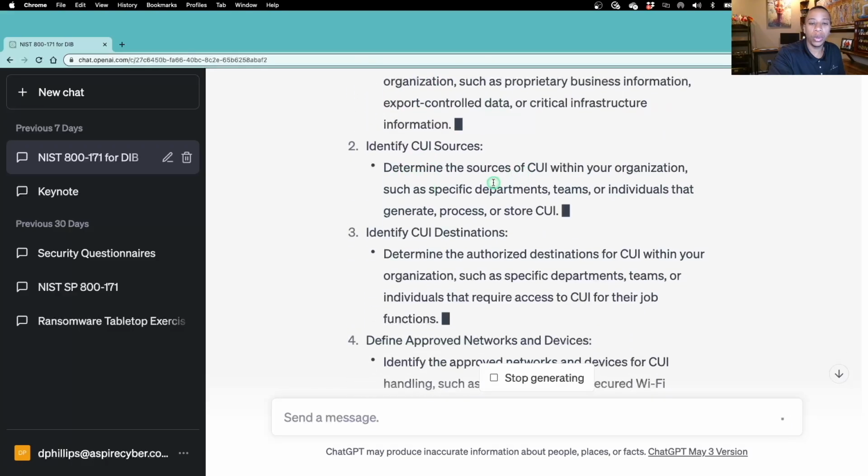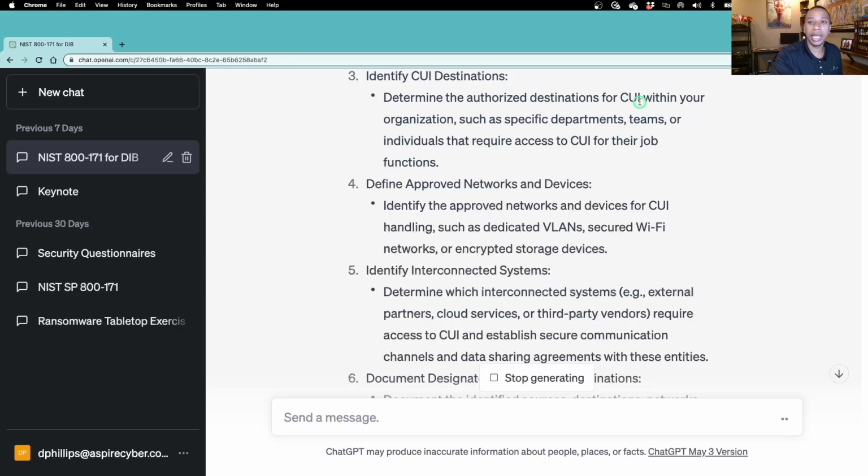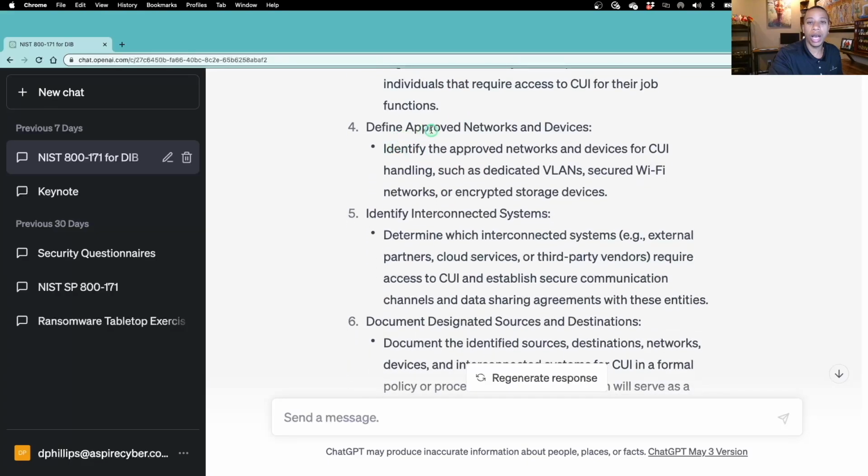What are the sources? Where is it coming from? That's how we can do that data flow diagram. Where are we first getting that CUI, whether that's in the RFP, when the contract starts, or that teaming agreement? How are we receiving it? Are we creating it? Then how are we storing it, transmitting it? Determine authorized destinations for CUI within your organization. You need to define approved networks and devices.